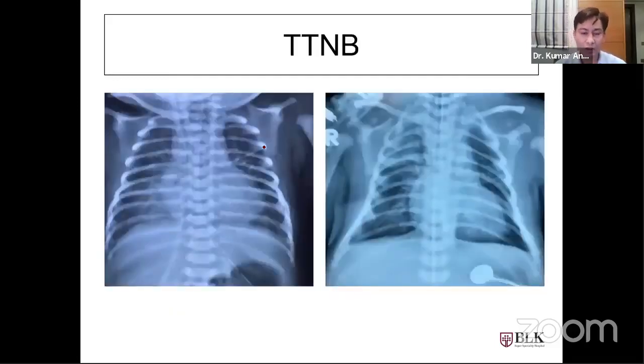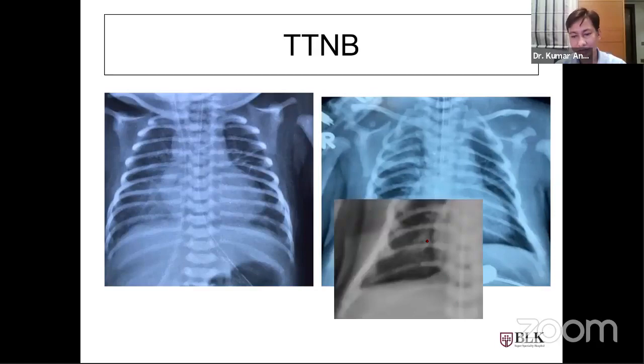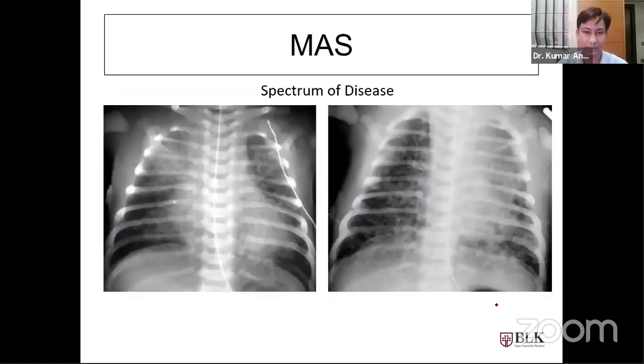TTNB is not an uncommon disease. We know that it's a wet lung disease. There is delayed clearance of lung fluid. So there will be a lot of prominence of the vessels and fluid in the horizontal fissure. So you have to look for prominence of the lung bases and prominence of the fluid. If you closely see, you can find a lot of fluid and prominence of the vessels on the lower side of the thorax.